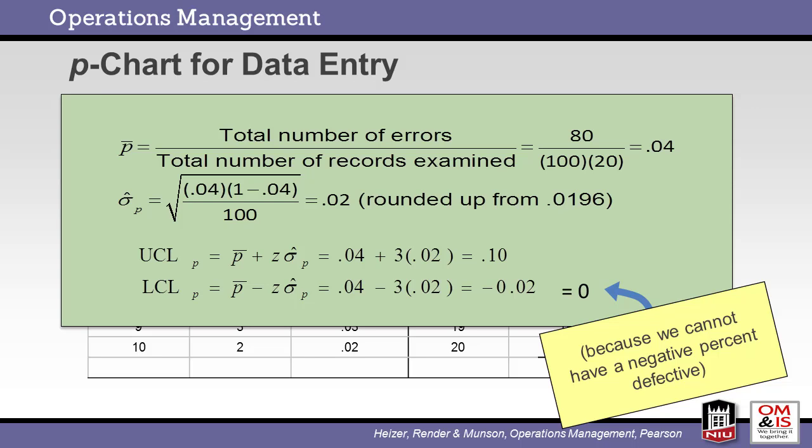Plugging the p bar, sigma, and z values into the equations, we obtain an upper control limit of 0.10 and a lower control limit of 0, since we can't have a negative % defective. Since we are using a z-value of 3, we are looking for 99.73% confidence in our process outcome.